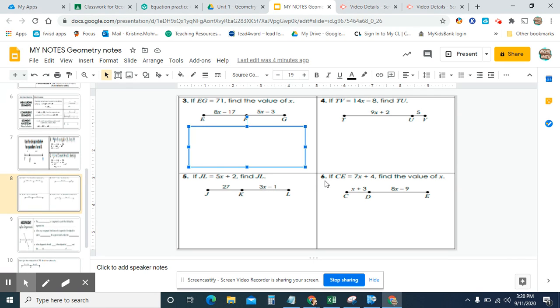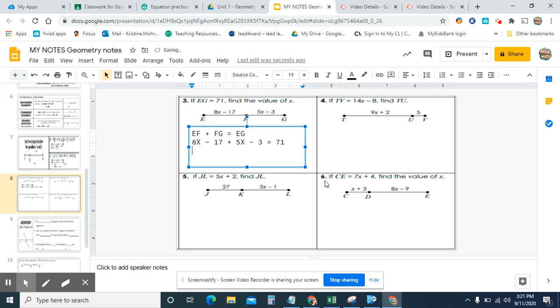So again, we're going to start with the same formula. We're going to say EF, that first measure, plus the second measure, FG, is equal to the whole line, EG. So EF, we know, is 8x minus 17. FG, so we're going to add, is 5x minus 3. And that's all equal to 71.